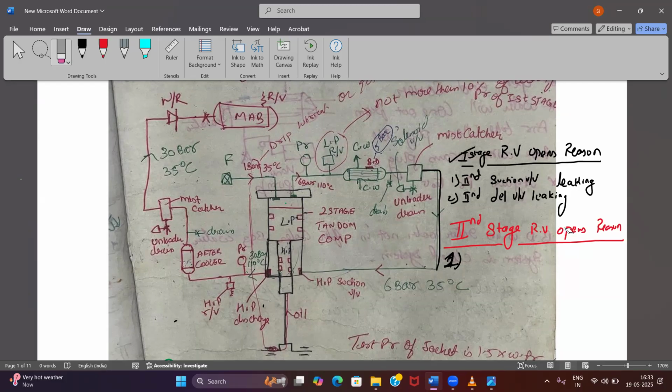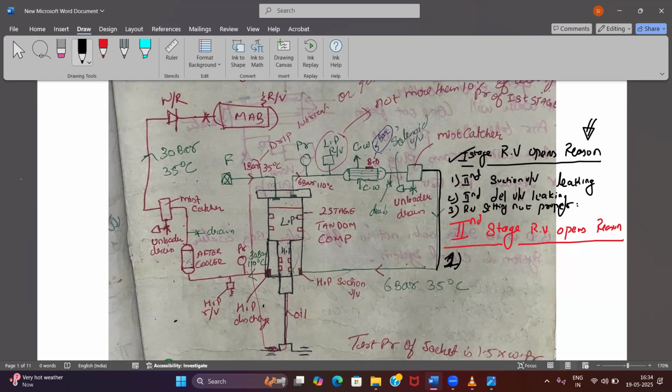Now, the second stage relief valve opens. What could be the reasons? These are the direct questions they ask you. Important questions. If the second stage relief valve opens, what could be the possible reason? Also here you can mention the non-return valve is leaking. If you want, you can also mention relief setting not proper, but say that last. Nobody is changing it, but you can change it also.